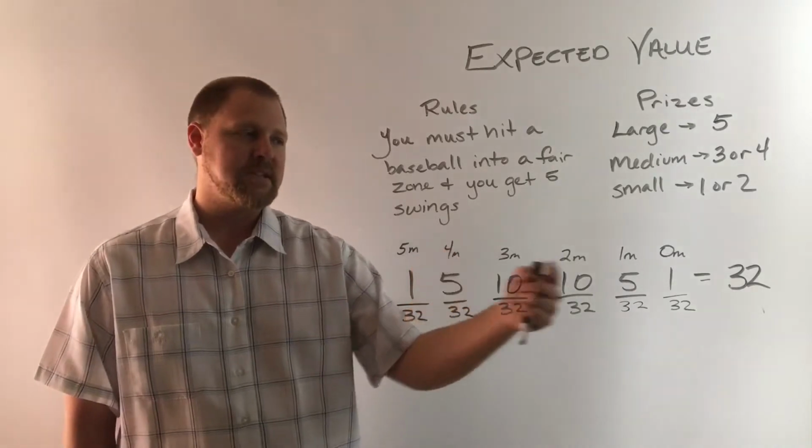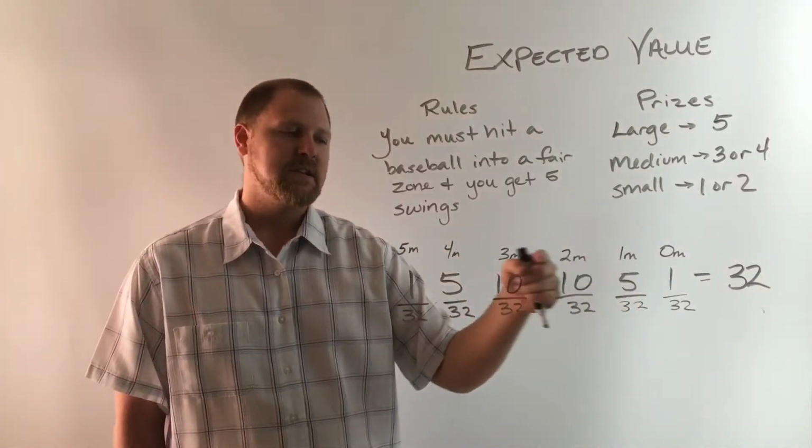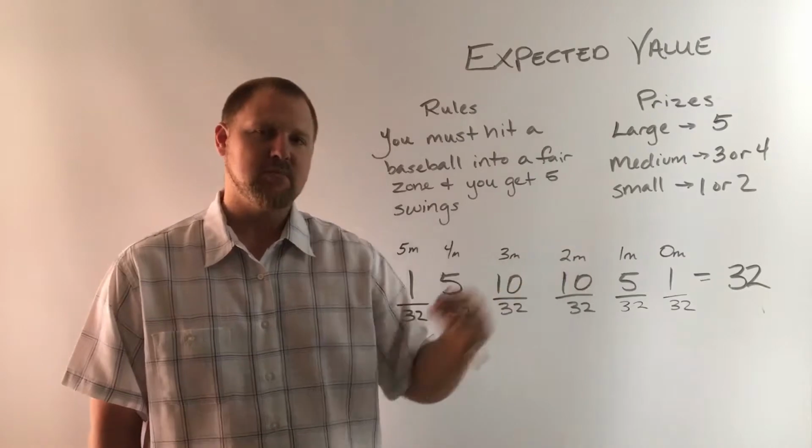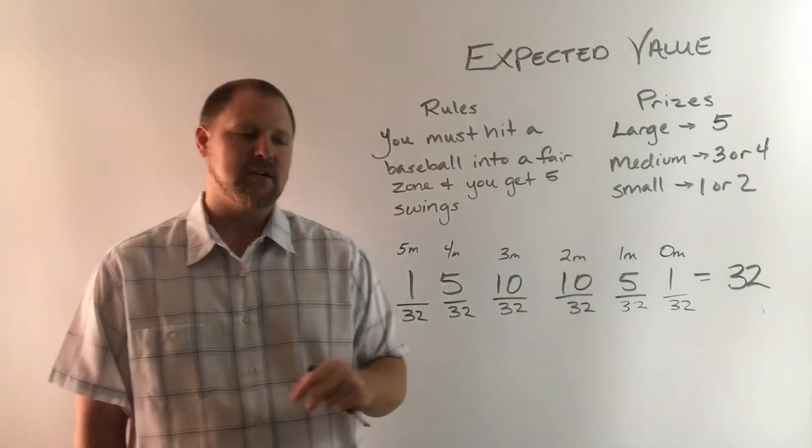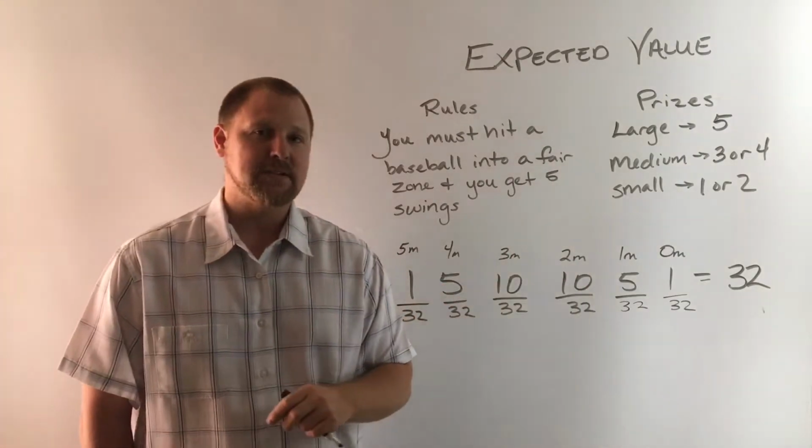4 makes, 1 miss is exactly opposite of 1 make, 4 misses. 3 makes, 2 misses, 2 makes, 3 misses. These are exactly opposite outcomes, so they have the exact same probabilities.